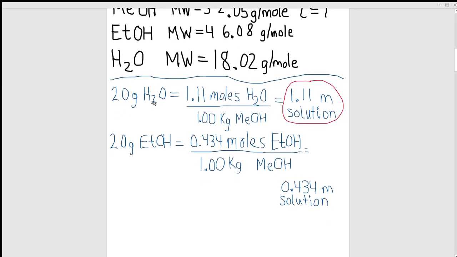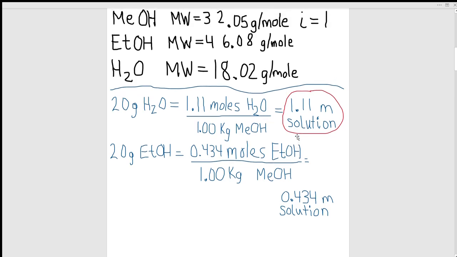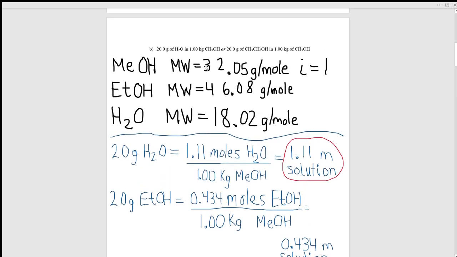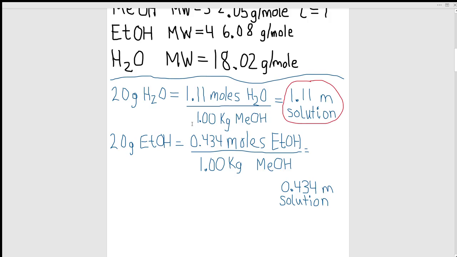20 grams of water, when you divide by its molar mass, is equal to 1.11 moles of water, and 20 grams of ethanol, when you divide by its molar mass, is 0.434 moles of ethanol. In this case, the math is a little bit simpler because our solvents are given to us already in kilograms, so we don't have to do any conversions. It's a nice easy number to work with, which is 1. So we just divide the moles of solute for each case by our 1 kilogram of solvent.